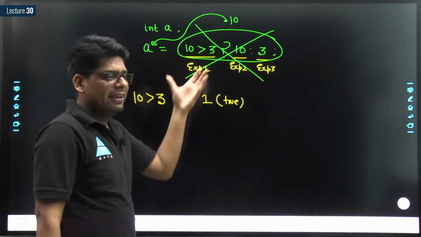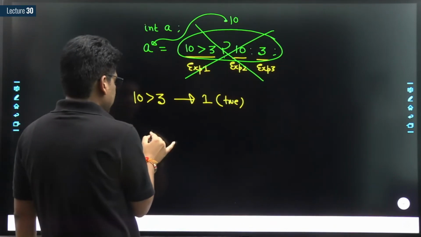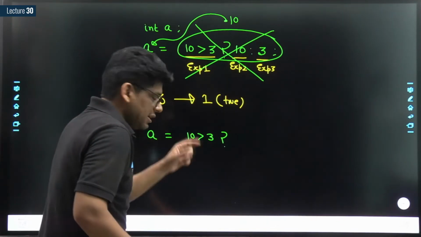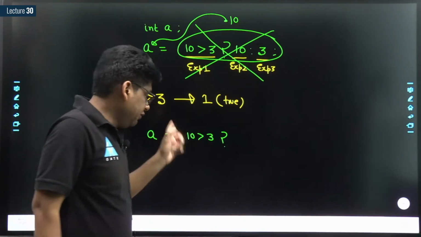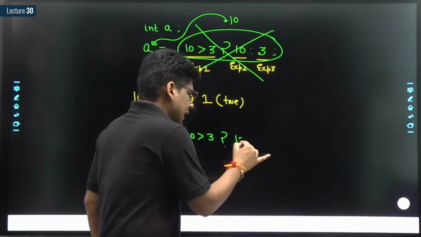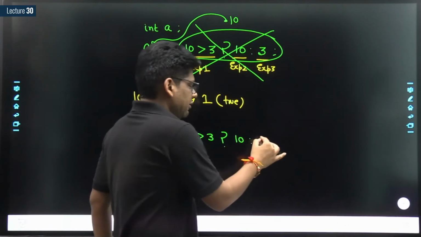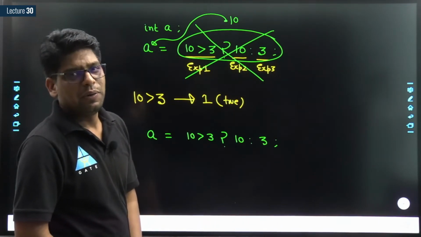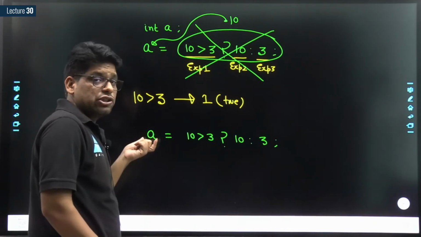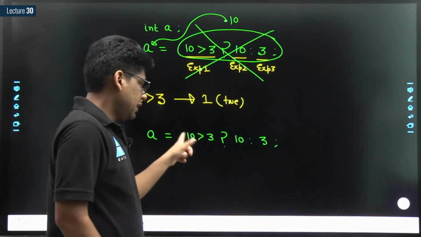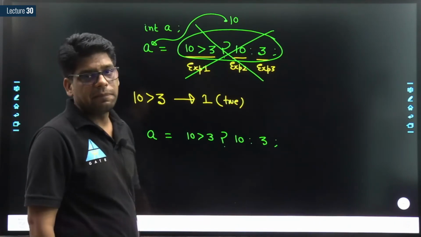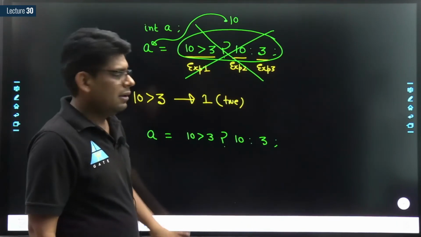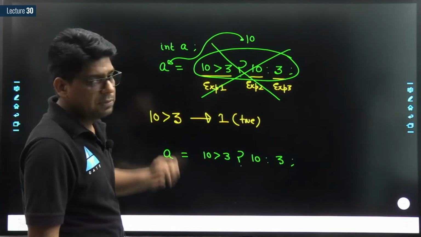Basically, what we are trying here, try to understand. Sir, you are saying, if 10 is greater than 3, then our answer is 10. If it is false, then our answer is 3. That means basically, we are interested in storing the larger number among 10 and 3 inside A. We are trying to store the larger number inside A. So I hope things must be clear.